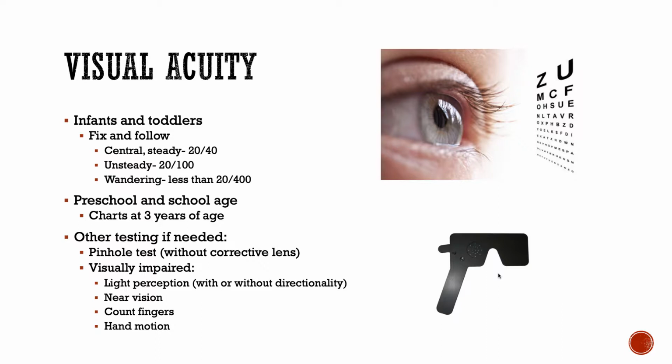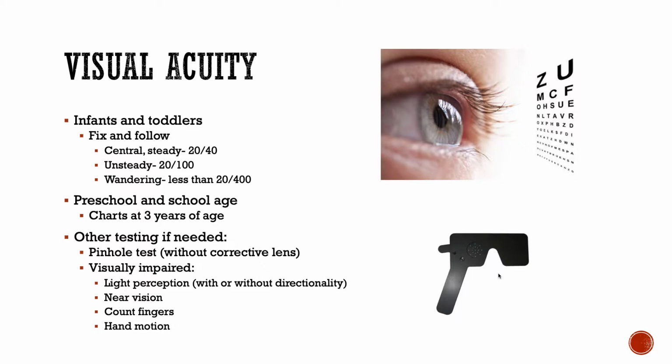And then other things, so if there's a significant amount of swelling to where you can't get a great eye exam, one thing that you can do as well is test for light perception. And this is with or without direction. So is it bright, is it dim, or do they not see any light at all? And then also with the direction, do you see the light moving up, down, right, even with the eyelid closed?